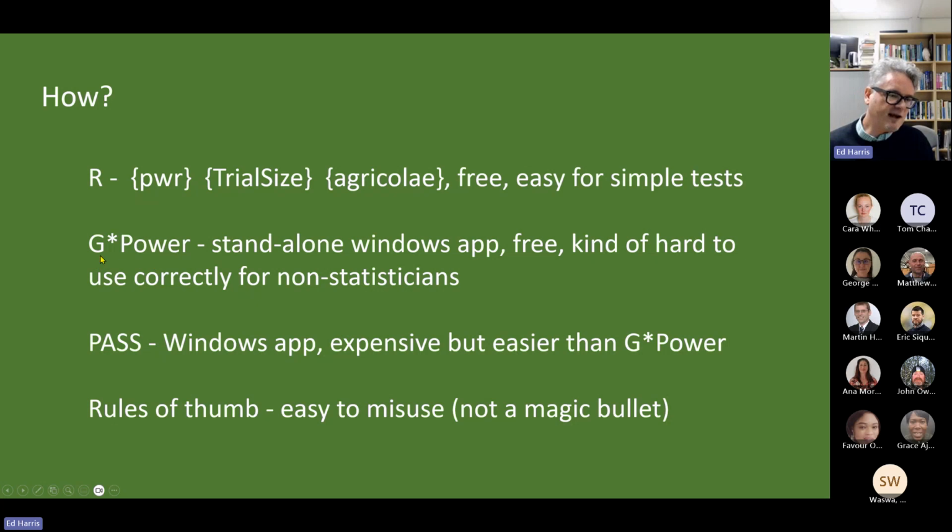The one I'm going to demonstrate today, though, is my favorite high-powered effect size calculator called G*Power. This is a power calculator for connoisseurs of experimental design. It's a standalone Windows app. It's free, but it is kind of hard to use correctly for non-statisticians. I generally mention it, but don't recommend it for other people. Another one I have considered asking Martin or other generous people to buy for me here, since I do so much of this kind of work, is PASS.